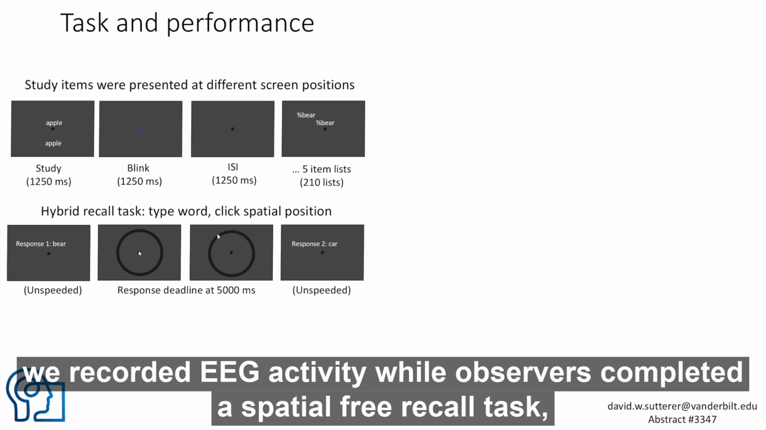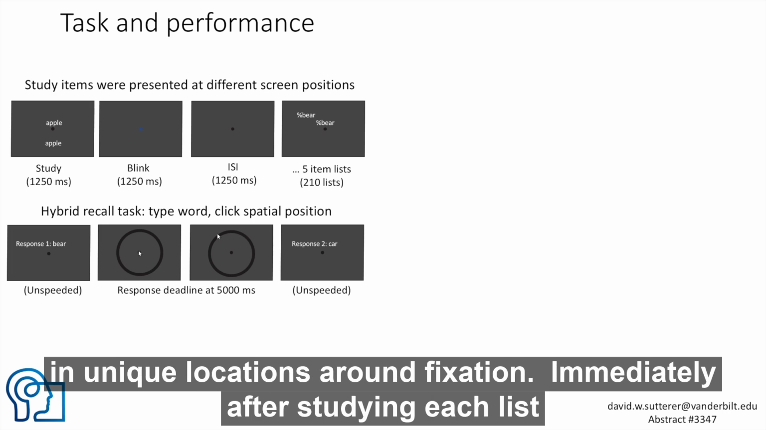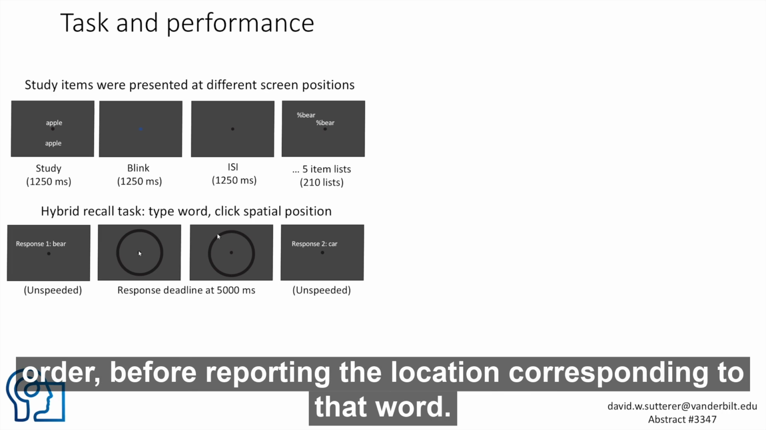To answer this question, we recorded EEG activity while observers completed a spatial free recall task in which they memorized short lists of 5 words that were each presented in unique locations around fixation. Immediately after studying each list, observers were prompted to recall each word from the list in any order before reporting the location corresponding to that word.